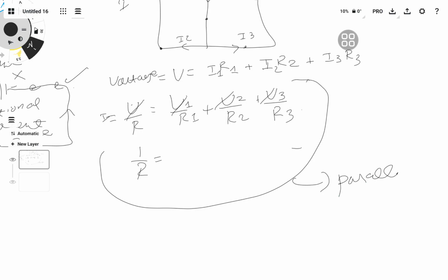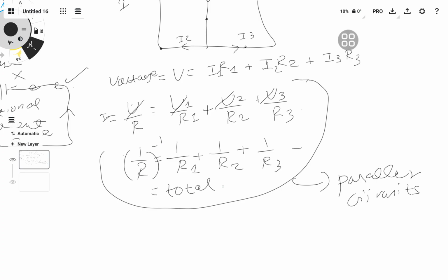Parallel resistors, parallel circuits is basically where they are parallel to each other. I will draw them in first. So if we have R1, R2, R3, basically if we take the inverse of all of this, we will get the total resistance. It's basically the reciprocals of the resistances added together.